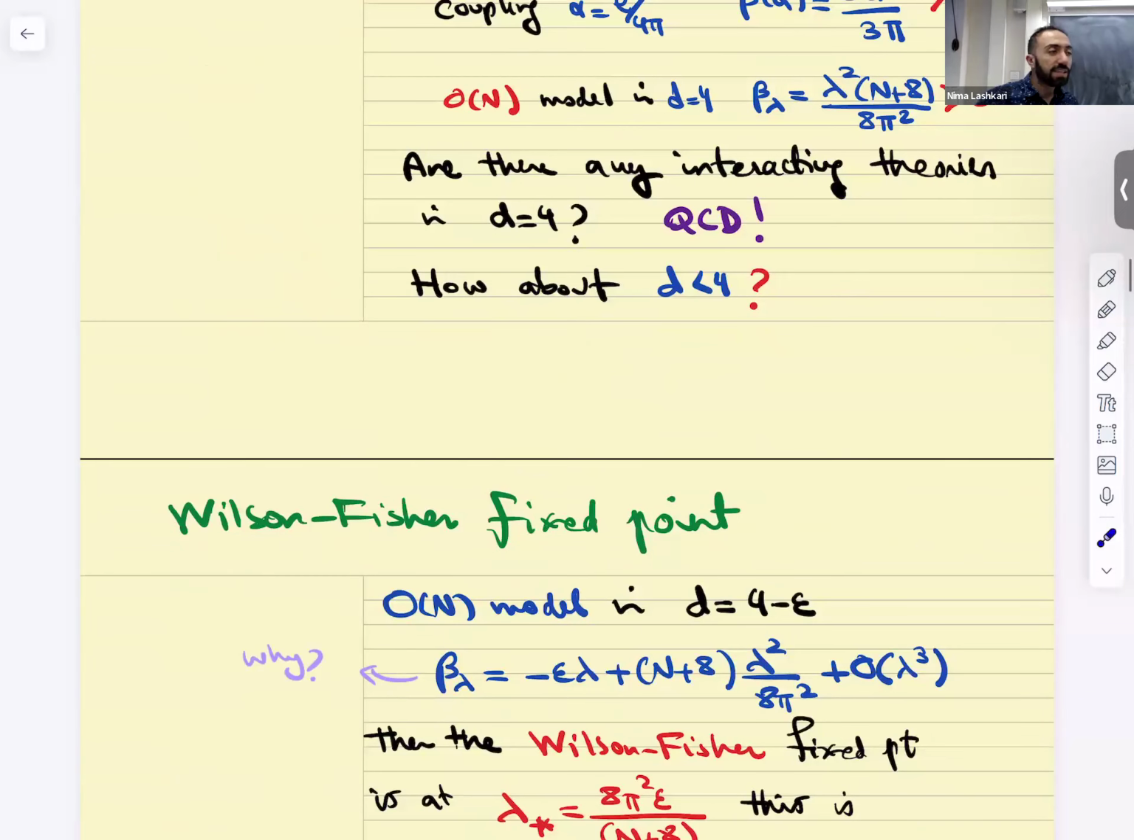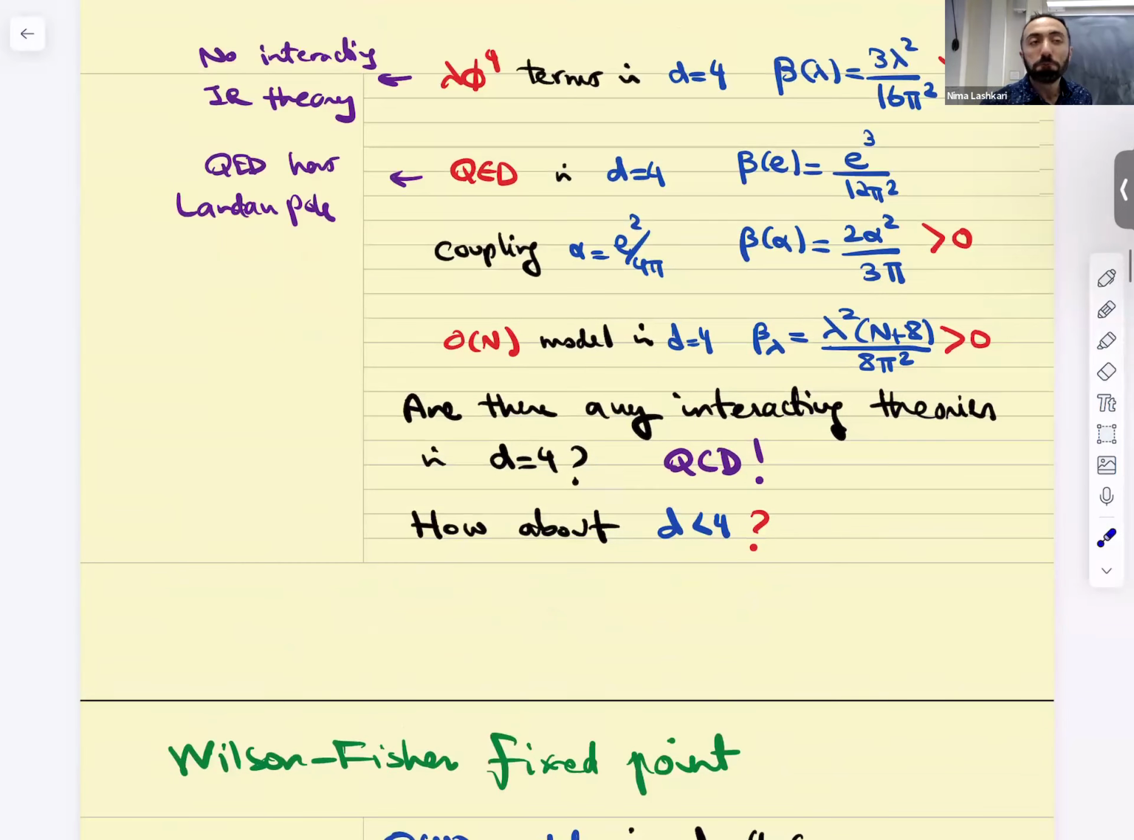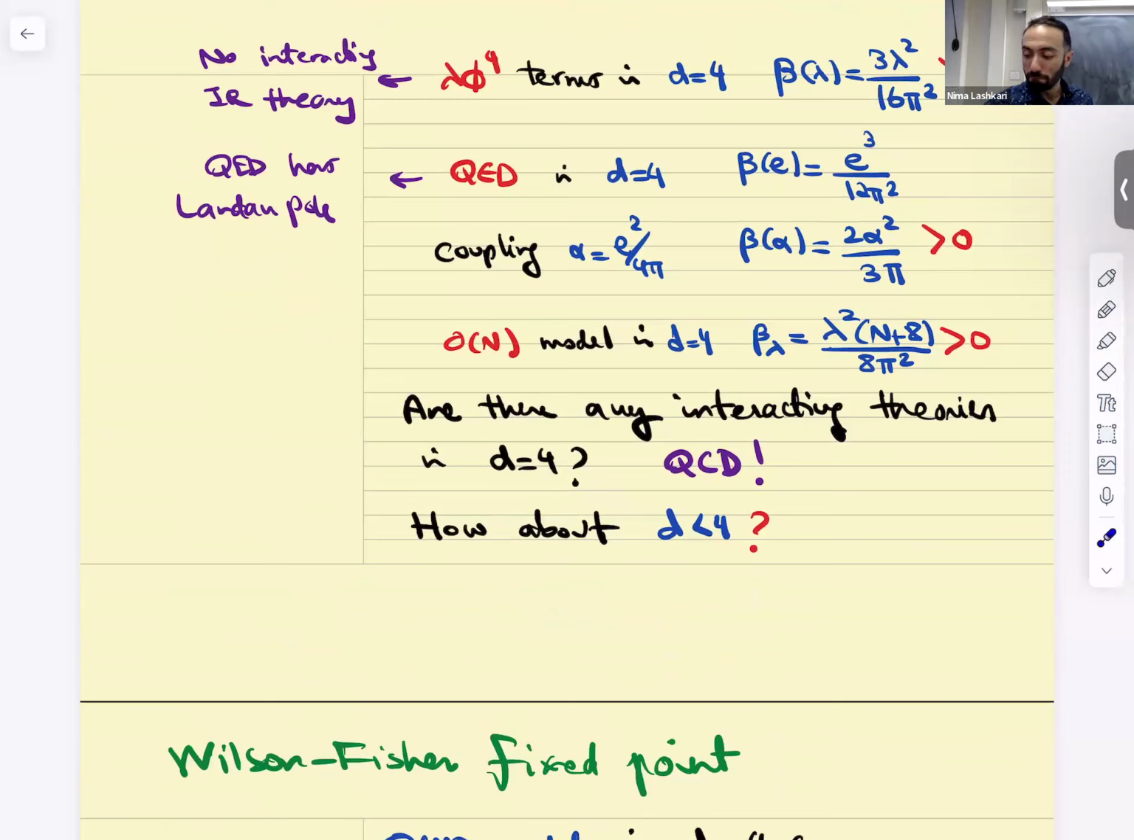But how about D less than 4? Yeah, I'm a bit confused. Didn't he mention earlier that QED is renormalizable? Yes. But that's naive dimension counting. The proper analysis is to calculate the beta functions. We calculate this at one loop, and it had the wrong sign. Of course, if you start with something that was really terribly relevant, there's not much to check. It's going to come out wrong, right?